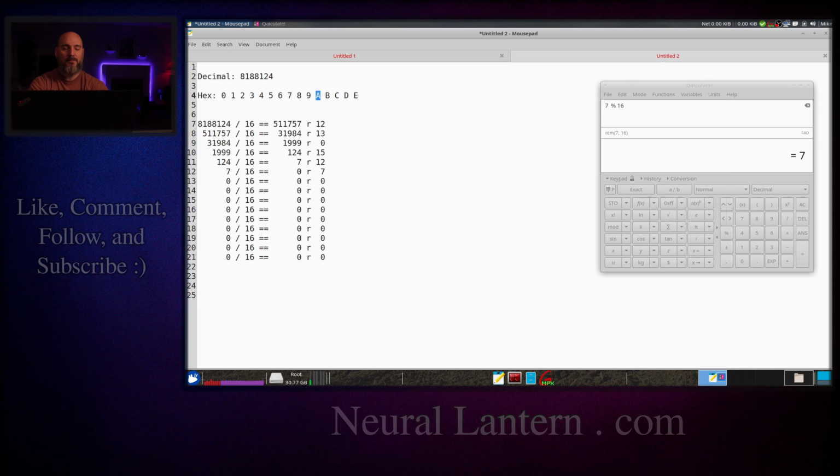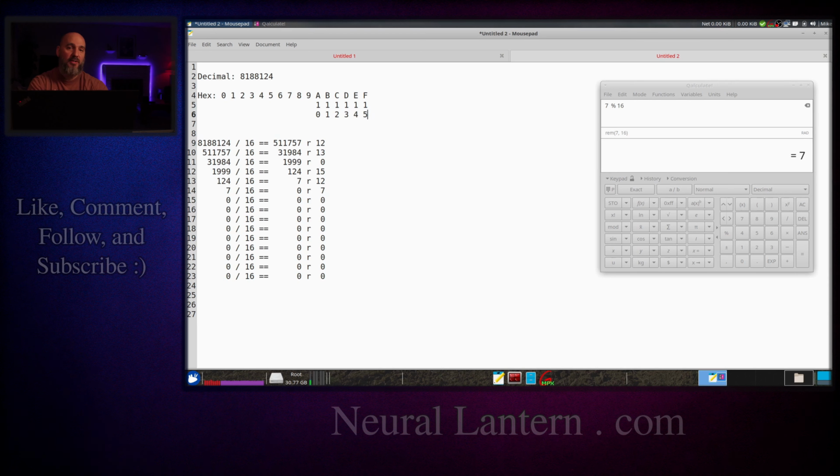But what's the value of A? For each increasing digit, the value just goes up by 1. So that means that A is worth 10. I'm going to write this vertically just so that you understand that this means the strength of the A is 10. And then the strength of the B is going to be 11, because it just increases by 1. The strength of the C is 12. The strength of the D is 13. Oops, I forgot the F. Hit F in the chat if you forgot the F too. So the strength of the E is 14. The strength of the F is 15.